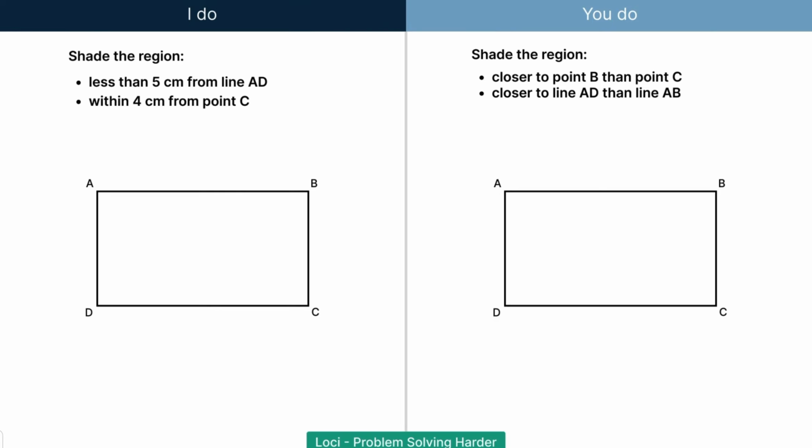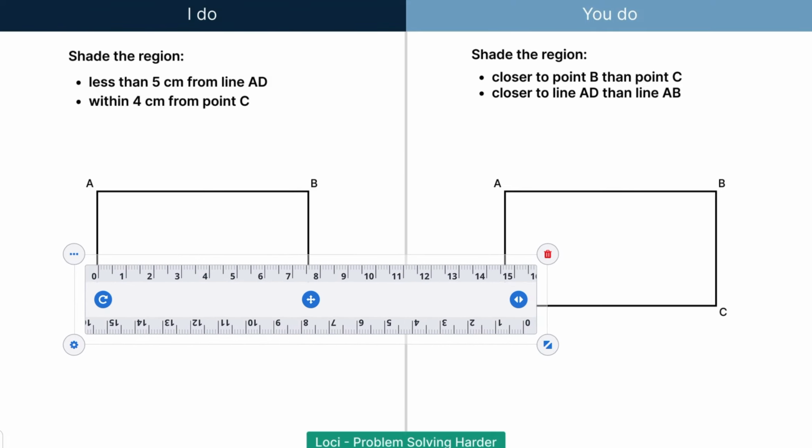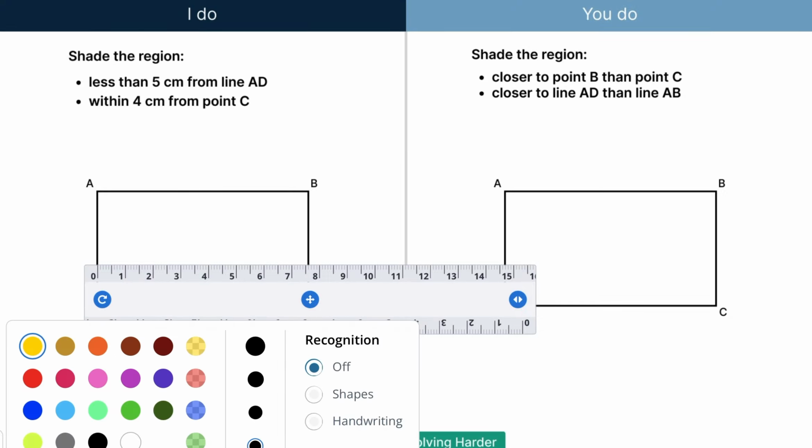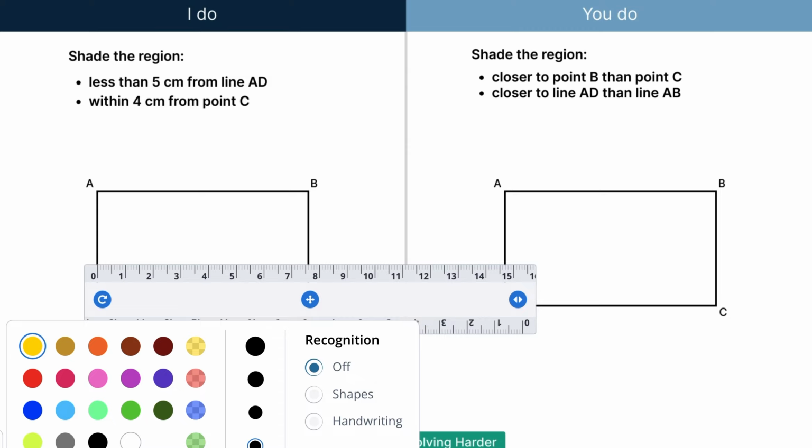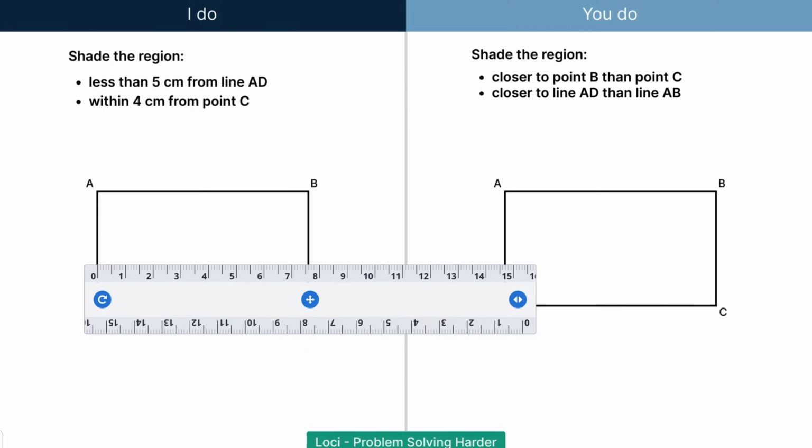So moving on. Now we're looking at a problem-solving question. It's saying, shade the region less than 5 centimeters from AD. Okay, so I'm going to grab my ruler. I'm going to go with 5 centimeters from AD, and I'm going to make a mark. So that is, let's use a different color.